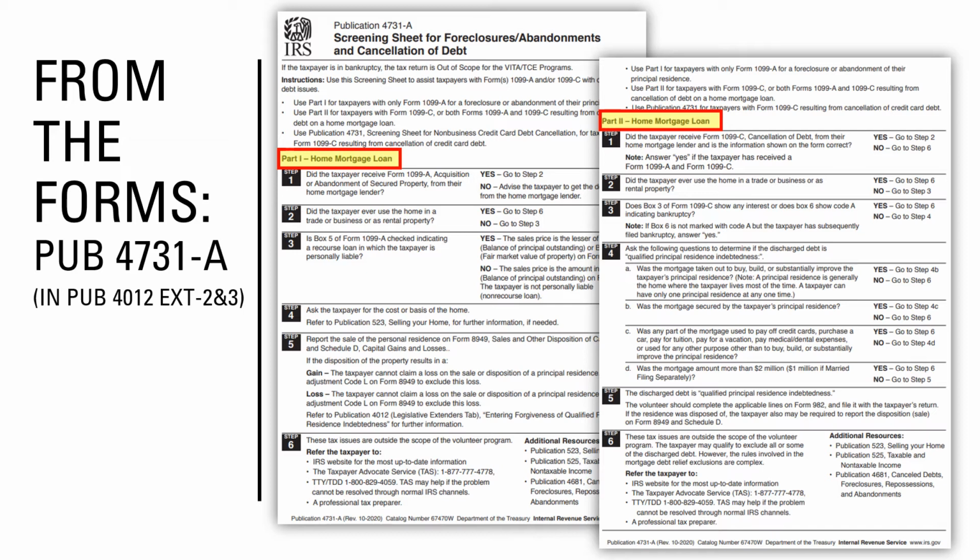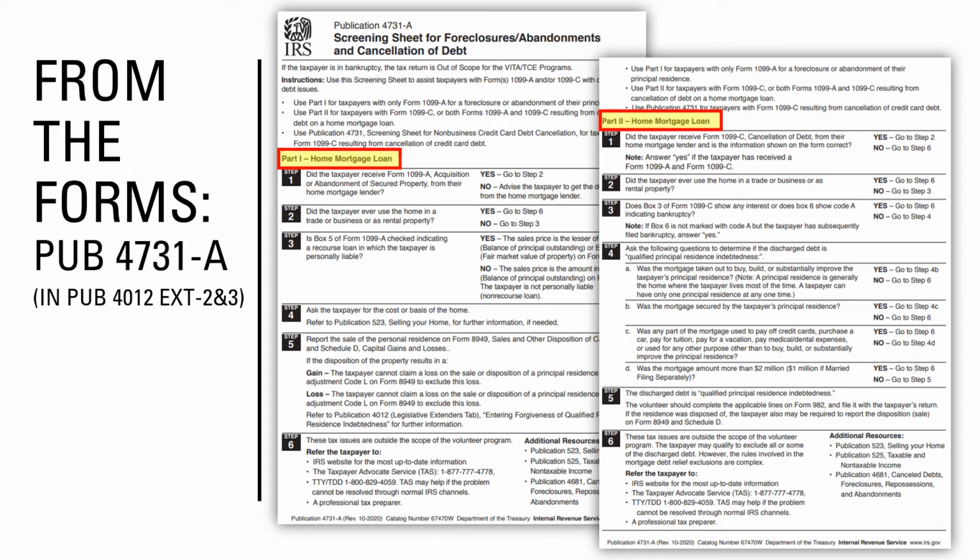And this is a screening sheet for foreclosures and abandonments and cancellation of debt. Specifically for the VITA program, it helps us determine whether or not this situation is going to be in scope or out of scope. We can handle some of this, but these tax situations can get very complicated very quickly, and so we really want to make sure ahead of time that we are only preparing returns that are in scope for our program.